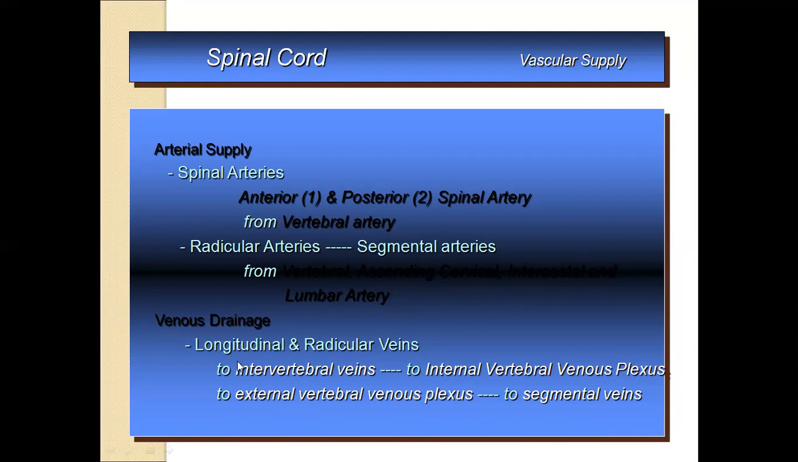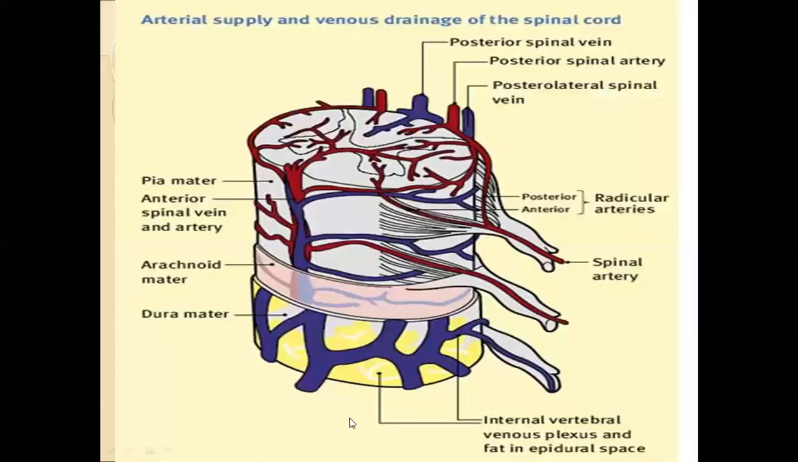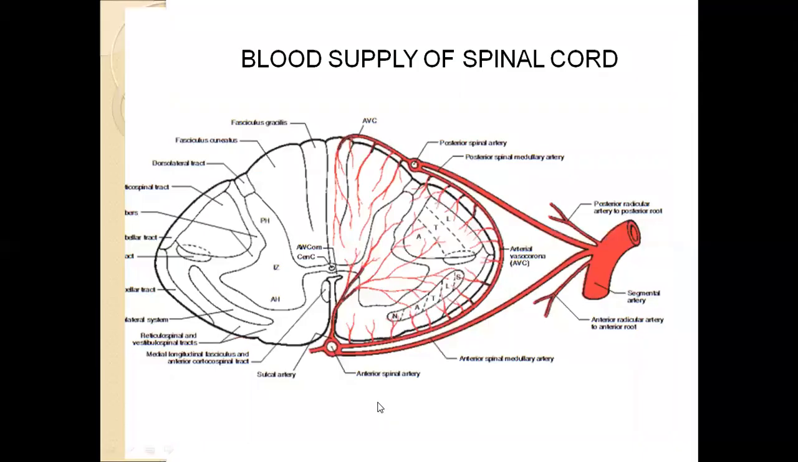Venous drainage. The venous drainage of the spinal cord goes into longitudinal and radicular veins to intervertebral veins. From there it goes into the internal vertebral venous plexus. From there the venous blood drains into the external vertebral venous plexus. From here the blood drains into segmental veins. So we have vertebral arteries and vertebral veins.